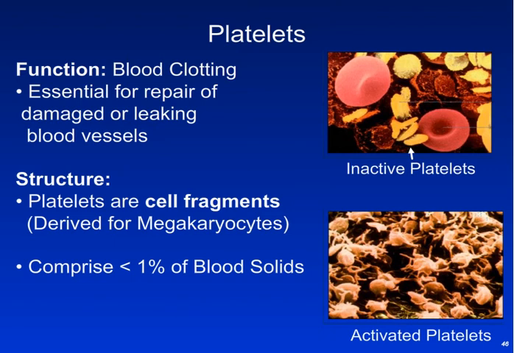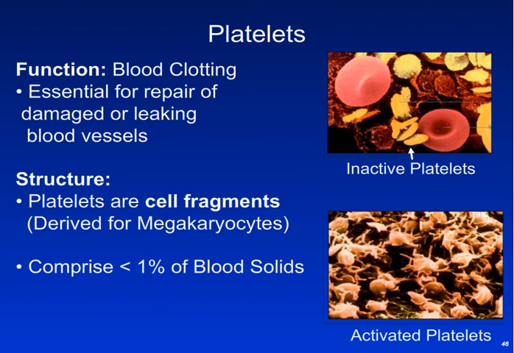So as I said before, platelets are cell fragments derived from megakaryocytes. They actually comprise less than 1% of blood solids, but again, very important in hemostasis. So if you take a look at the picture above, you're going to see what an inactivated platelet looks like. Basically, they're about 2 to 3 microns long. They look like little bitty Rice Krispies, and normally they float around the bloodstream doing absolutely nothing.